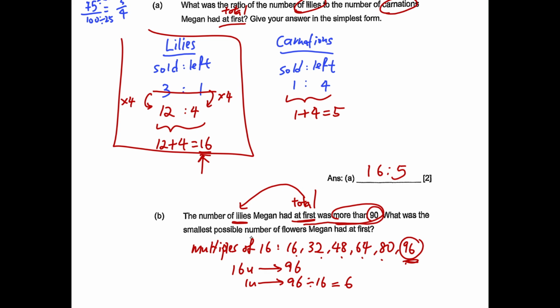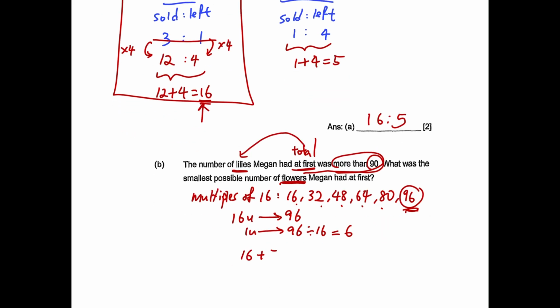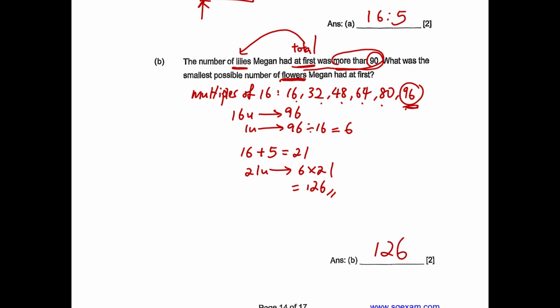Okay, and flowers, which means carnations plus lilies. So the total number of units would be 16 plus 5, which is 21. 21 units would be 6 multiplied by 21, which is 126. Okay, so the smallest possible number of flowers Megan had at first, or in total, is 126.